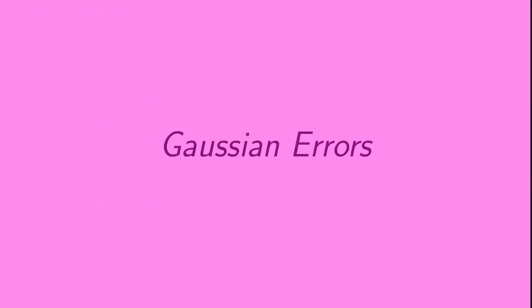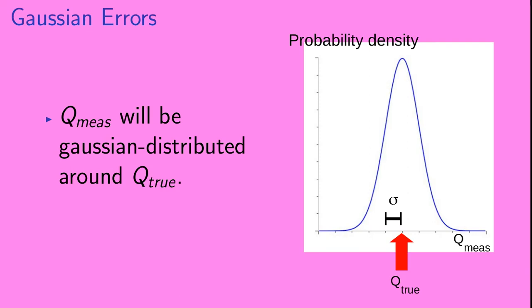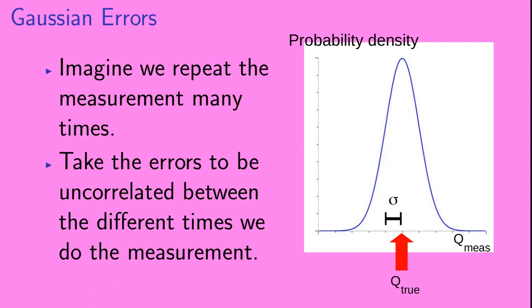Okay, so now we're ready to move on to Gaussian errors. The measured value Q measured will be Gaussian distributed around the true value Q true. Let's see what this means. Let's imagine that we repeat the measurement many times. And we're going to take the errors to be uncorrelated between the different times that we do the measurement.